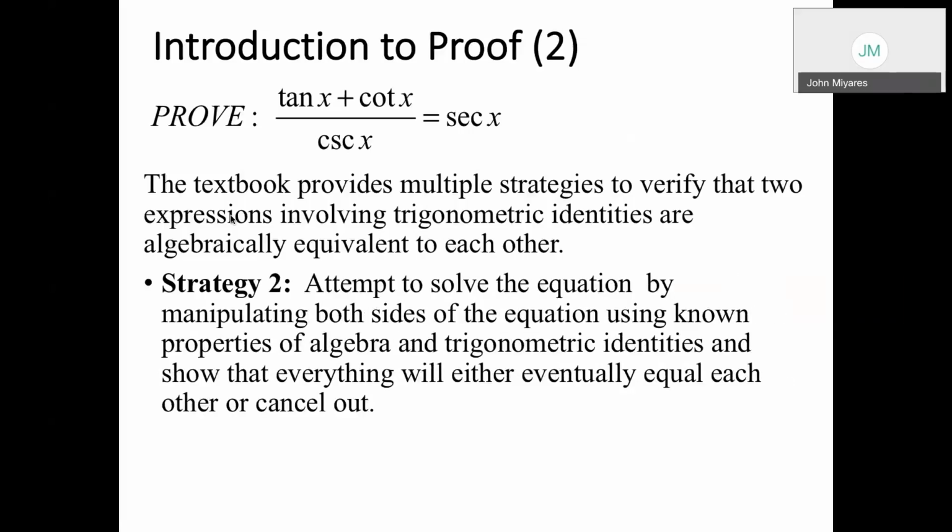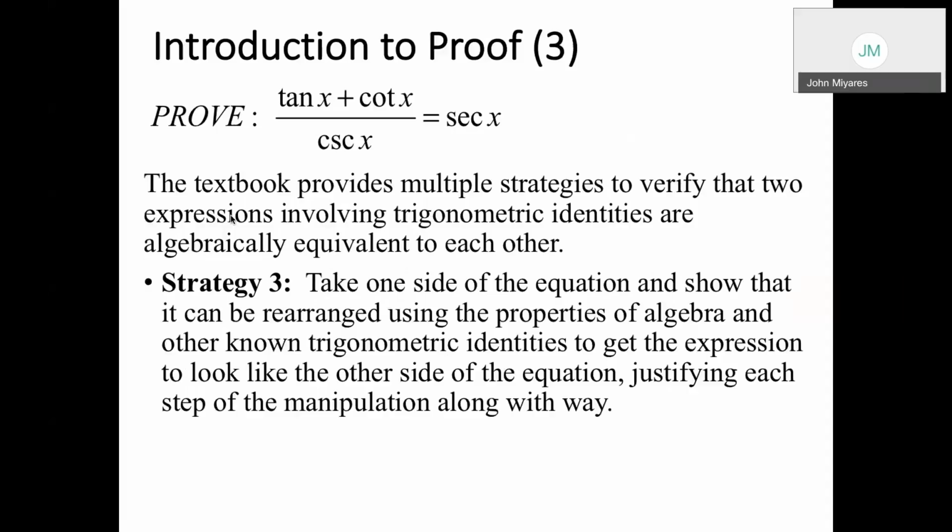The second strategy is to attempt to solve the equation by manipulating both sides of the equation using known properties of algebra and trigonometric identities and show that everything will either eventually equal each other or cancel out. Again, this strategy will show that the two sides of the equation will be algebraically equivalent to each other. But that in itself is not a proof from the formal standpoint of what is a proof.